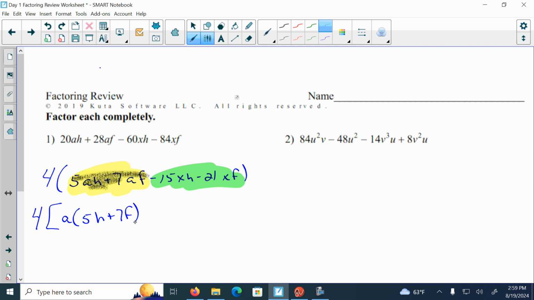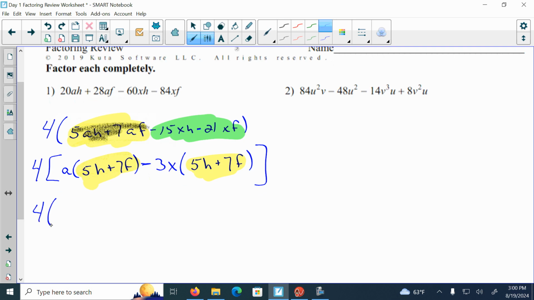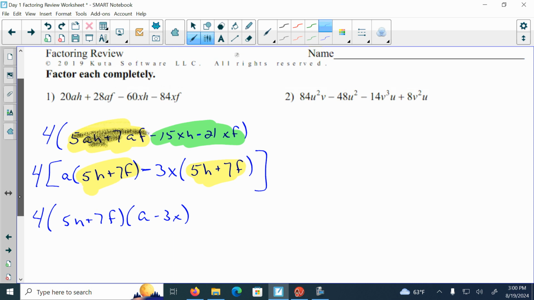Looking at the next 2, I'm going to copy down that negative sign. I can factor out a 3 from the 15 and 21, and they both have an X, so I'm going to factor out a negative 3X. When I do that, I'm left with a positive 5H, and then since I factor out this negative sign, that's going to change this sign to a positive, and there'll be 7F. Now I see that I have that 5H, 7F are the same, so I'm going to factor those 2 out, so I'm going to be left with 4 times the quantity of 5H plus 7F times the quantity of A minus 3X. Remember, it does not matter the order that you write those factors in.